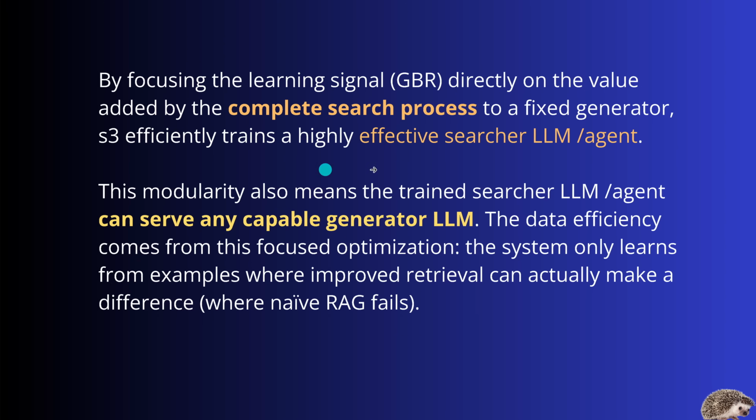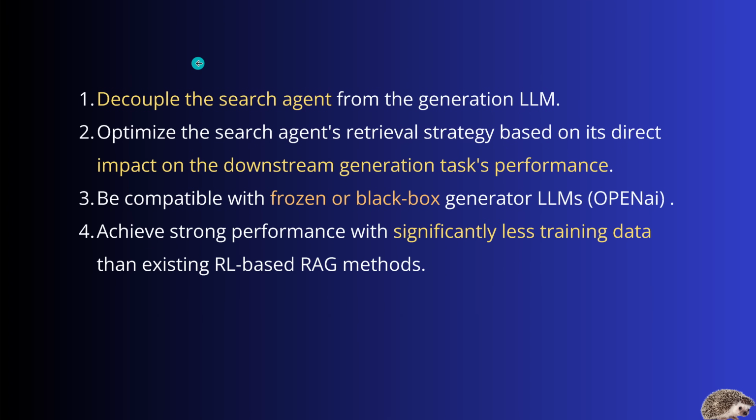I achieve modularity. This means that the trained searcher LLM can now serve any capable generator LLM. So whether you go with OpenAI or with Anthropic's Claude, it doesn't matter, because the work is done on the interface, on the optimization of the compound system, focusing on the search agent. It decouples the search agent, or multiple search agents depending on the complexity of your system, from the generation LLM, from OpenAI o3 Pro or whatever you have. Then it optimizes the search agent's retrieval strategy based on its direct impact on the downstream generation task performance. It is therefore compatible with any frozen or black box LLM from OpenAI. And we achieve a real strong performance gain, and this is now amazing, with less training data than all our other reinforcement learning based RAG methodologies.